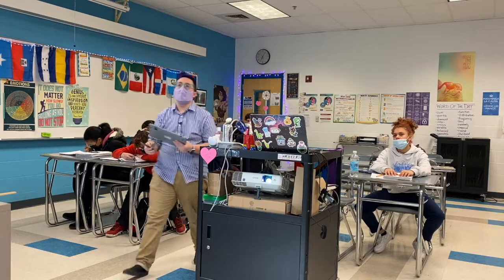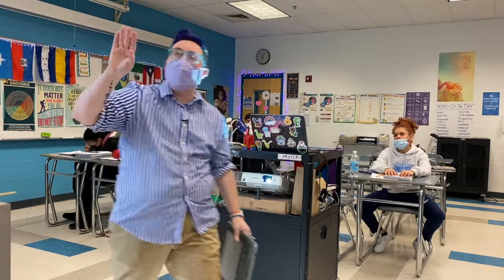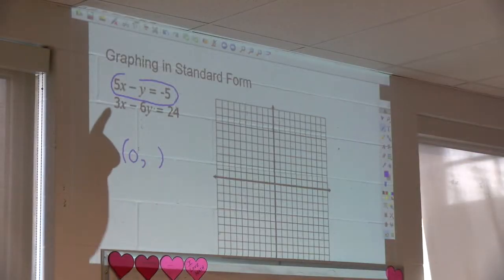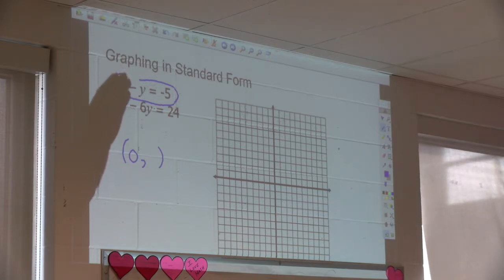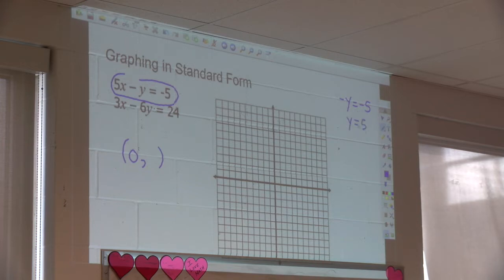If x is 0, what would y be? Honestly, when I do it, I cover it with my hands. I say, if x is 0, this is going to go away. I'd have negative y equals negative 5. So if negative y equals negative 5, what's y? 5. Right? And I can write that over here. If I have negative y equals negative 5, that would be y equals 5. So when x is 0, y is 5. (0, 5) is one of the points on the line. 0, 1, 2, 3, 4, 5.